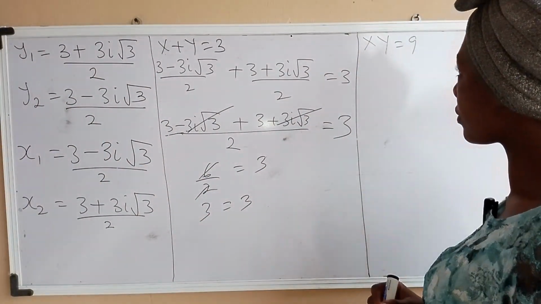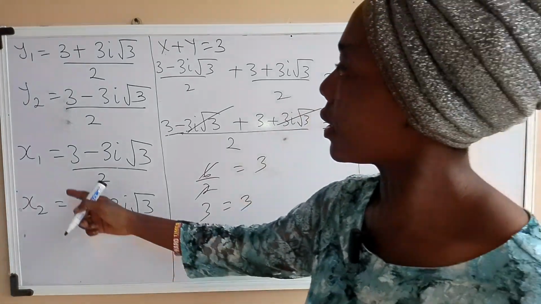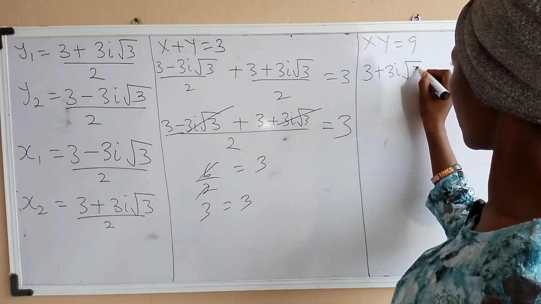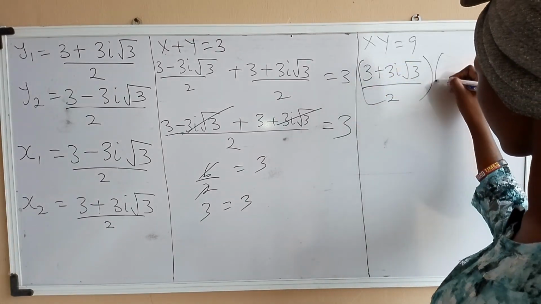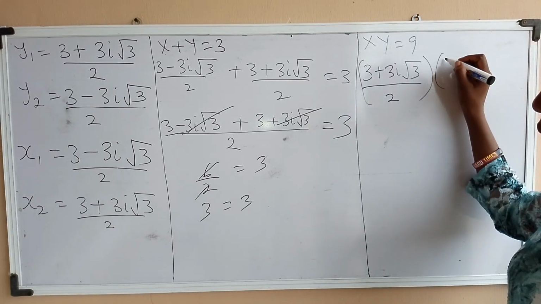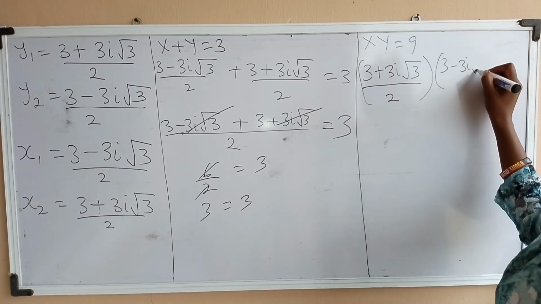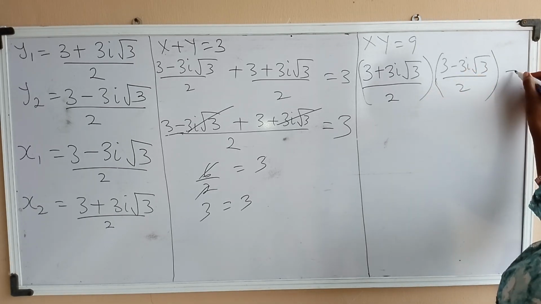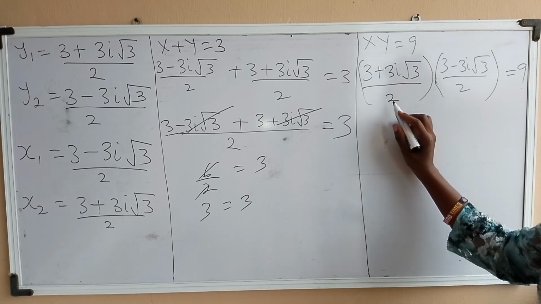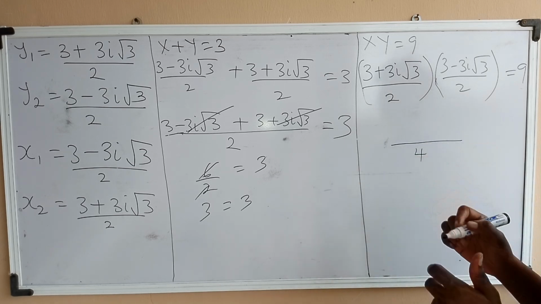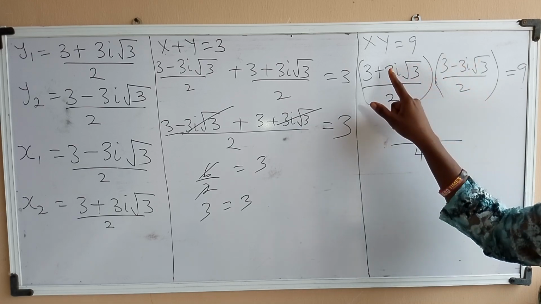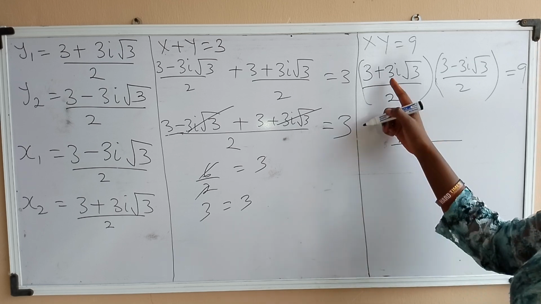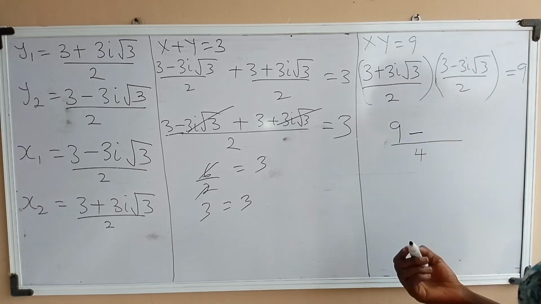So let's try again using, let's say, y2 and x2. So x2 is 3 plus 3i root 3 all over 2. This y is what? 3 minus 3i root 3 all over 2 equals 9. So let's see. This times this will give us 4. If you watch this one up here, the numerator, it's a difference of 2 squares. So what do we do? This times this is 9. This minus and plus will give us minus in difference of 2 squares.